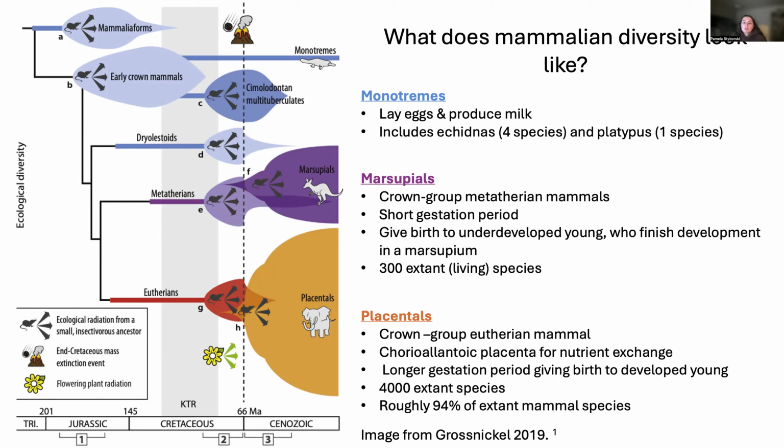Marsupials have pouches, so think of kangaroos, where the young continues to develop. There are only about 300 living species, and so they are less taxonomically diverse. In terms of the crown group, that means the common ancestor of all living mammals and descendants of that ancestor.